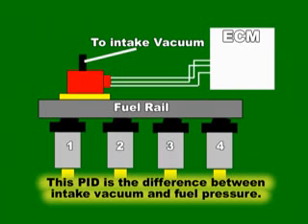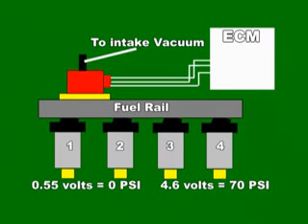As a rule, the 0.55 volts signal corresponds to zero pressure, and 4.6 volts corresponds to about 70 psi. When analyzing this PID, make sure the small vacuum hose is connected.